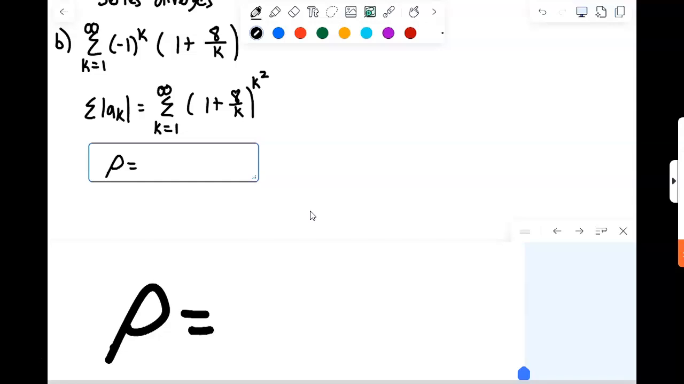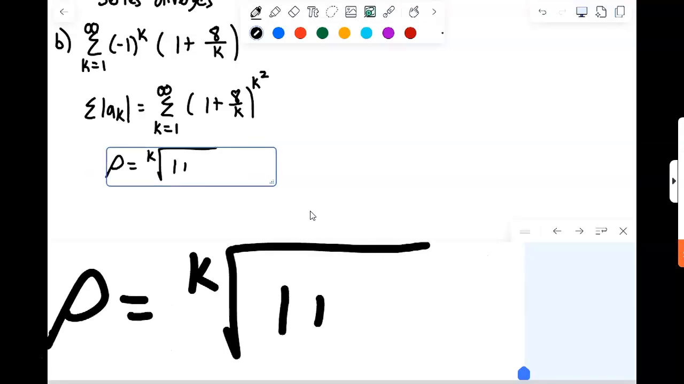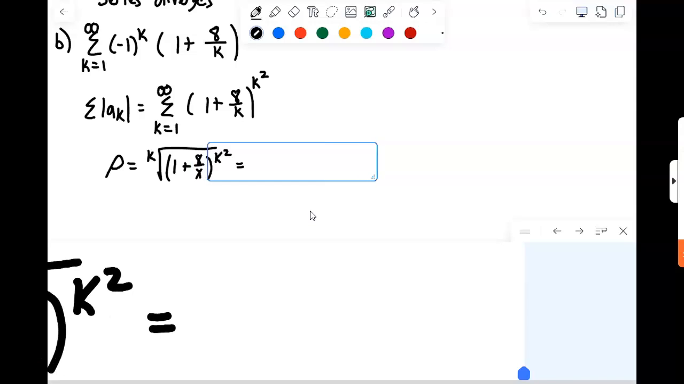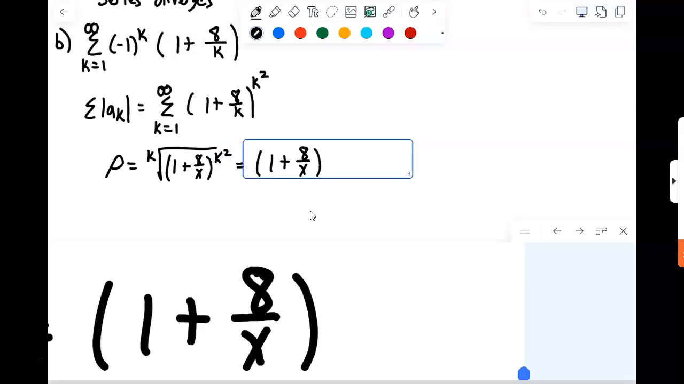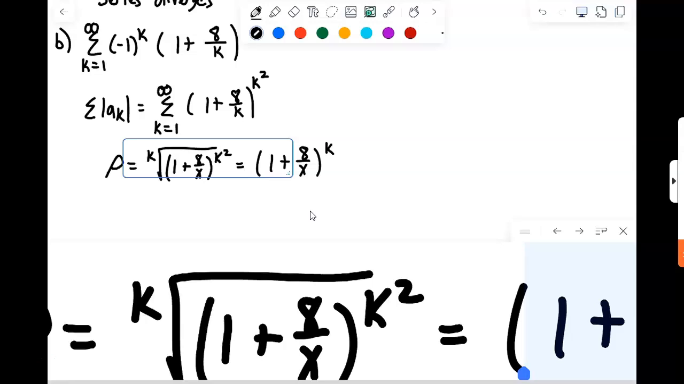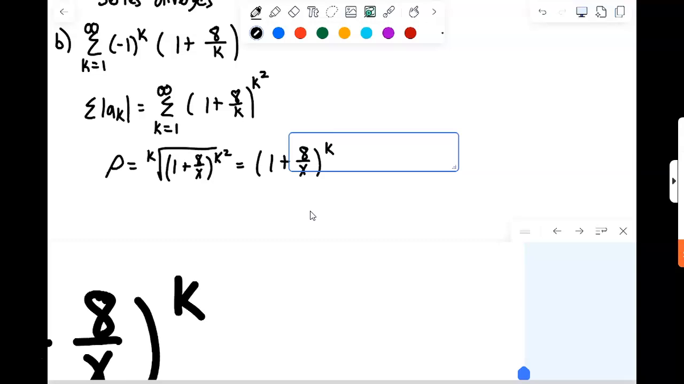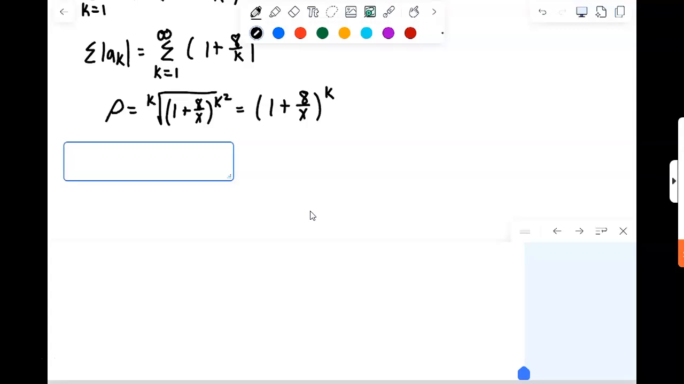Rho equals the kth root of 1 plus 8 over x to the k squared power. That will simplify down to 1 plus 8 over x to the k power, because the kth root of that stuff to the k squared would leave us with just a k. That, of course, is a 1 to the infinity limit.